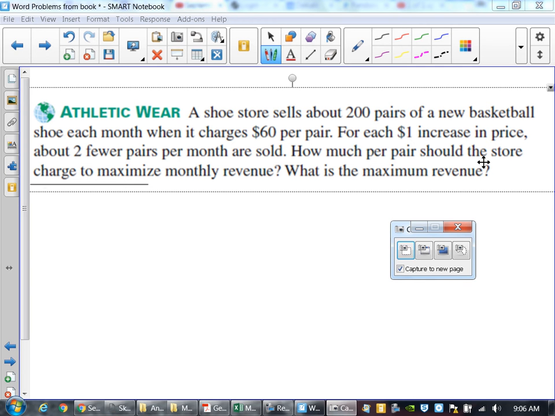So, what do we do here? We have, you're selling 200 pairs of shoes at $60 per pair. For each $1 increase in price, 2 fewer are sold. So you have 2 things. You have cost and sales.